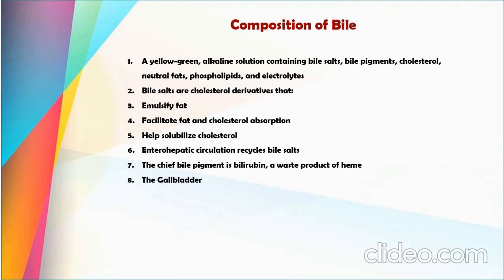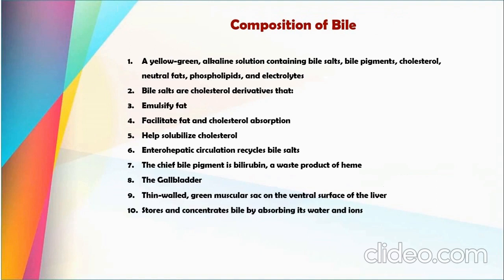The gallbladder is a thin-walled green muscular sac on the ventral surface of the liver. It stores and concentrates bile by absorbing its water and ions, and releases bile via the cystic duct, which flows into the bile duct.